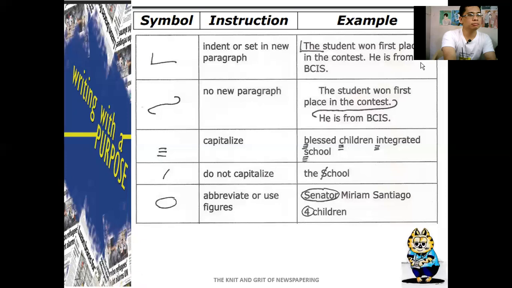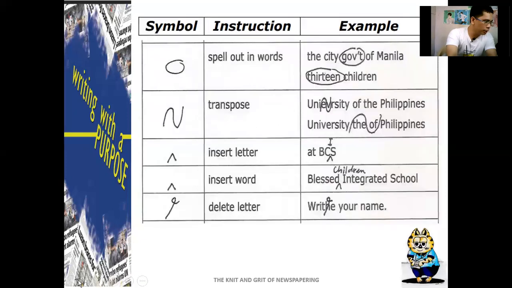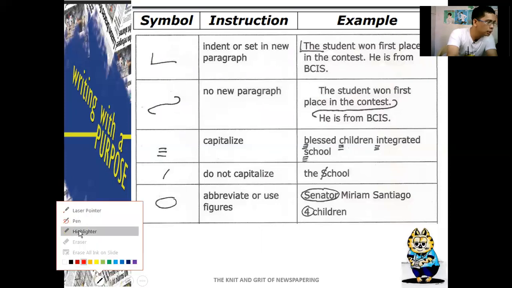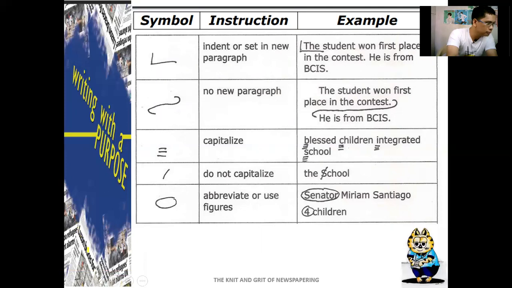Okay? So, for this part, I am just going to use a pen. The first one, this symbol similar to the letter L, is used if you would like to indent or set a new paragraph. Okay? So what we do is put this at the beginning of the paragraph. And this one is used if you would like to merge one paragraph into another paragraph.